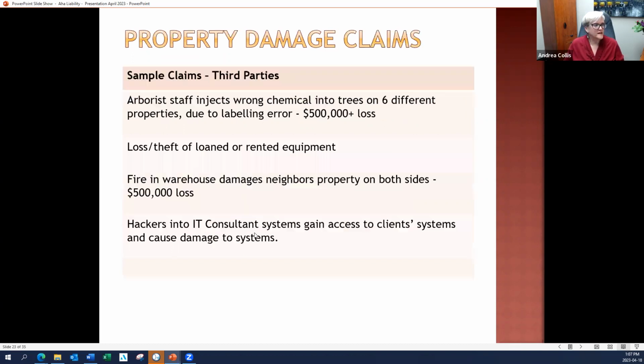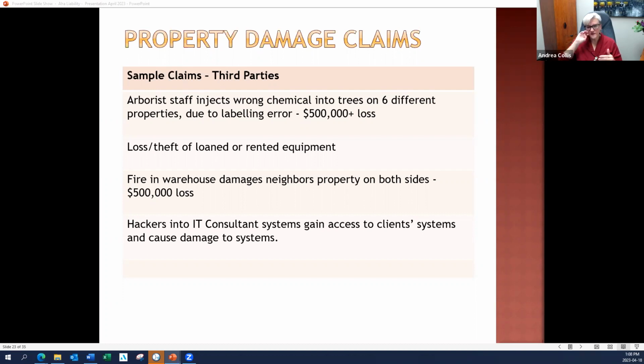So we'll just quickly take a look. I'll maybe highlight this one claim that I had in my office, which was so unfortunate for these guys. These are all losses within my office. I didn't have to go outside of them. In one case, we had an arborist where there was a labeling error on a container, and the employee thought that they were injecting a fertilizer, and they actually injected a herbicide and killed some very expensive trees on multiple different client sites. That was a huge loss.